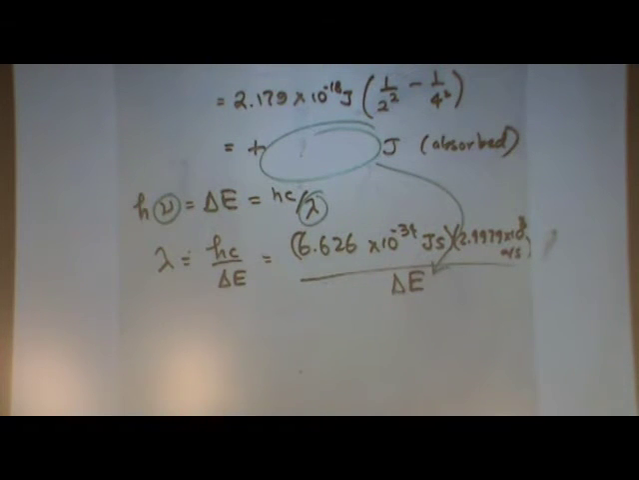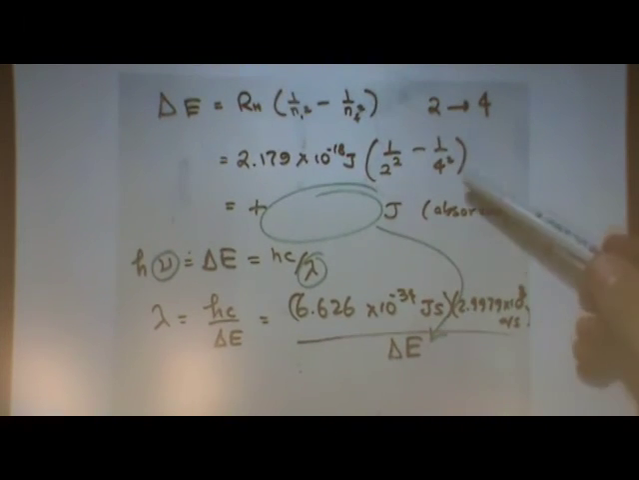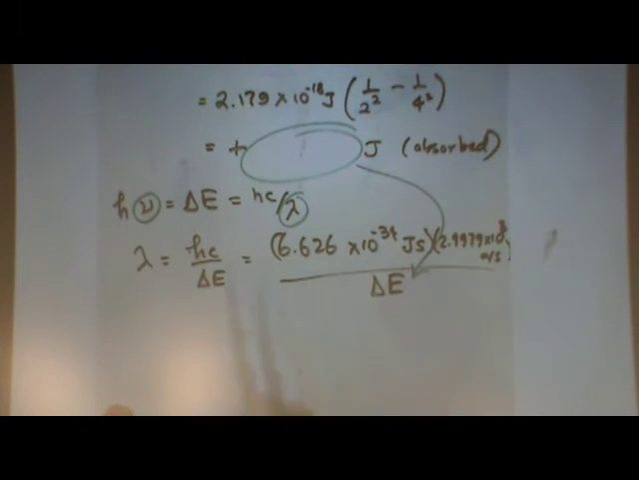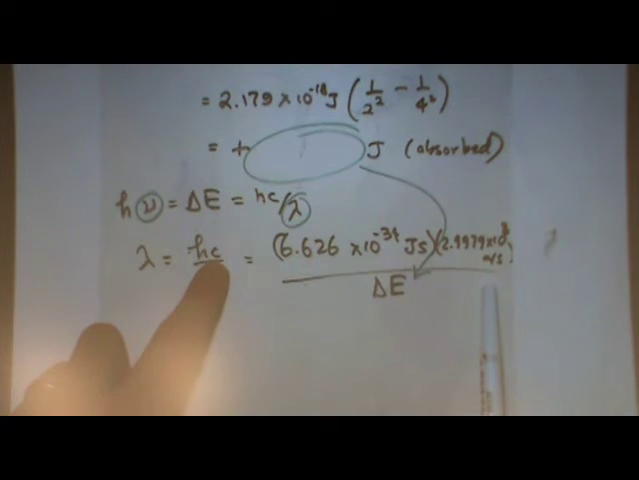Yeah. Top right. This here? This one. That's the speed of light c. That's given on the back of the exam. h is Planck's constant, given on the back of the exam. Yeah?